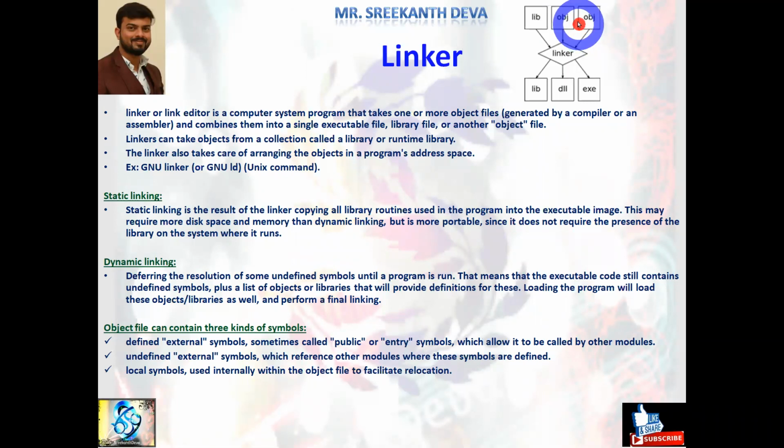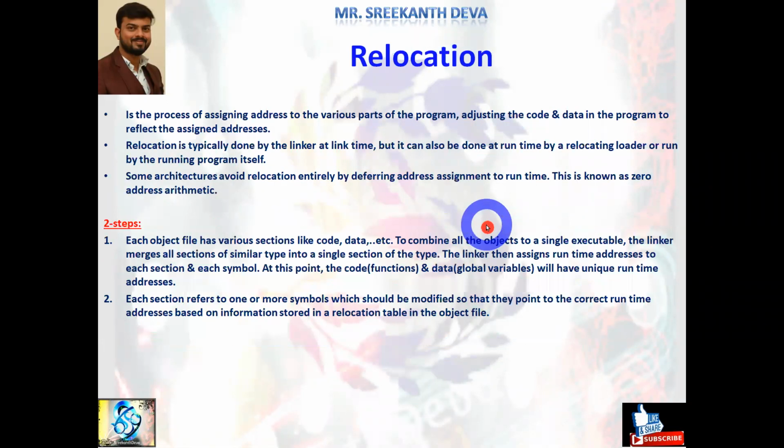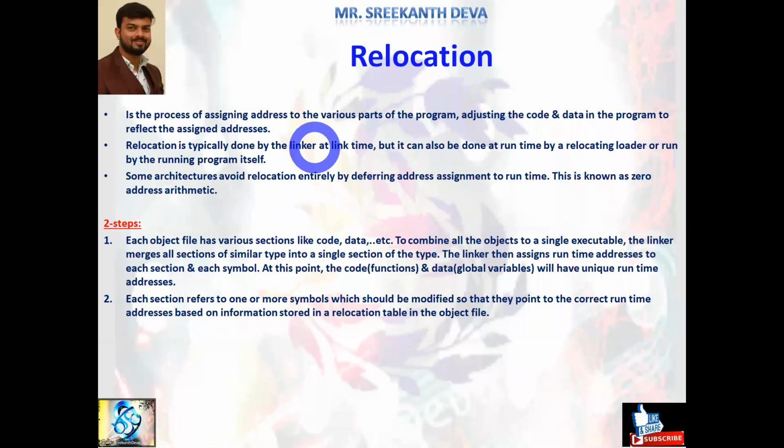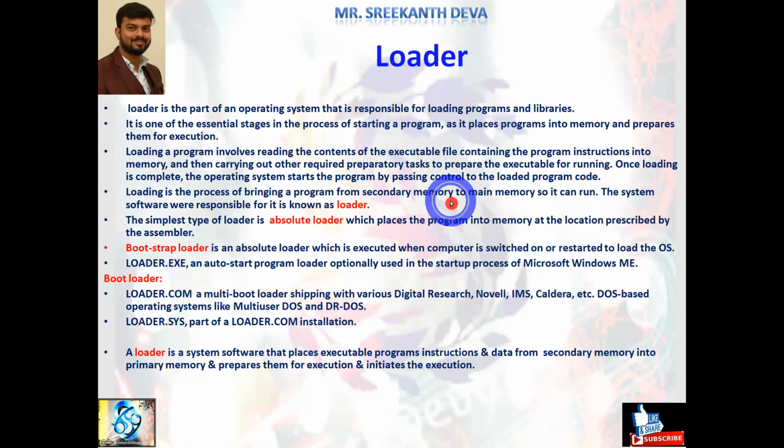Machine understandable code. Source code is nothing but what? Programmer understandable code or user understandable code. Okay, next, relocation. Relocation is a process of what? Assigning addresses to the various parts of the program, adjusting code and data in the program to reflect the assigned addresses. Okay, these two steps are involved in the relocation.